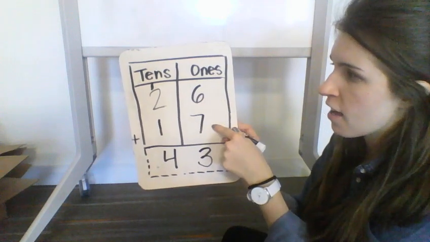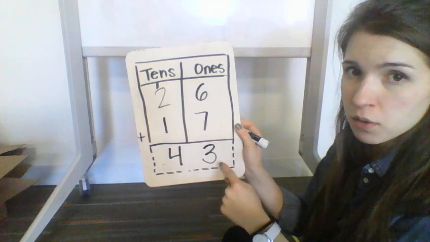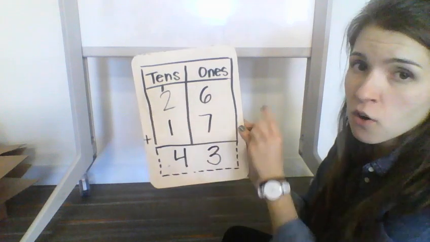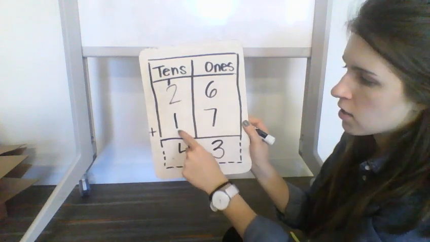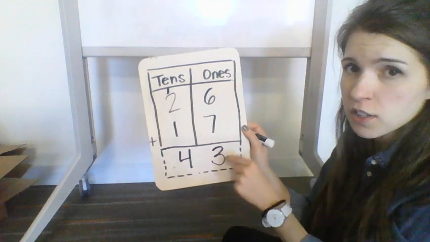Remember, 6 plus 7 equals 13. 1, 3. And then you have to go over and add the tens place value. So 1 plus 2 is 3, plus another one is 4. So your answer for this one would be 43. Let's try another one.